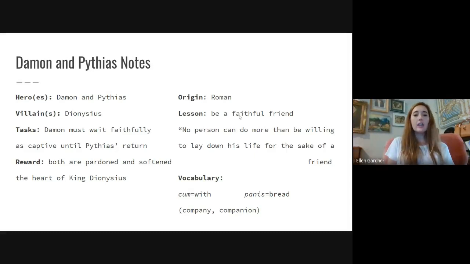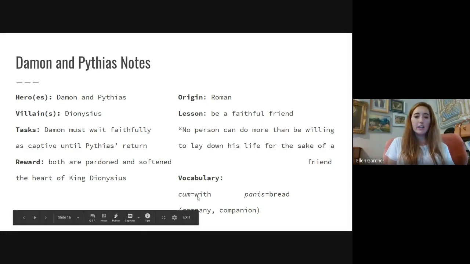The lesson here is to be a faithful friend, especially with this quote, "No person can do more than be willing to lay down his life for the sake of a friend." And here is the Latin that it was described. Cum is a Latin word which means with, and panis means bread. So company comes from that, and companion as well.